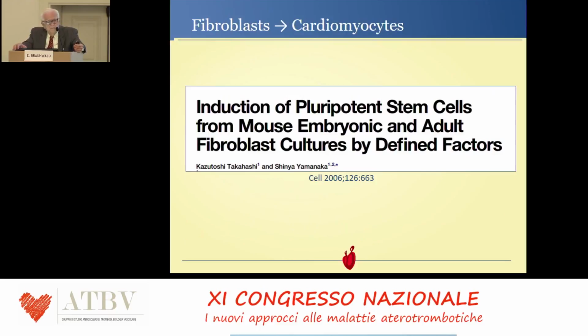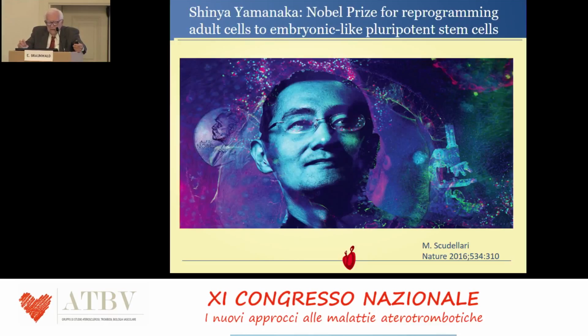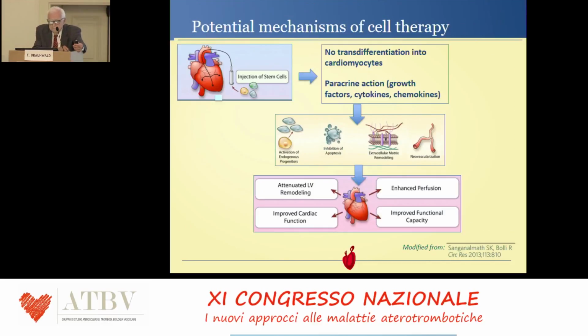And then, of course, we have the capacity now to produce all sorts of cells, pluripotent stem cells from mouse embryonic culture. This came from a Japanese group, and Dr. Yamanaka won the Nobel Prize for that 3 years later. The reprogramming of adult cells to embryonic-like pluripotent cells. So this means you could take a cell from your skin and convert it into a cardiomyocyte.